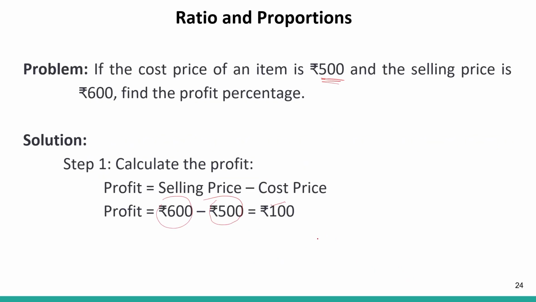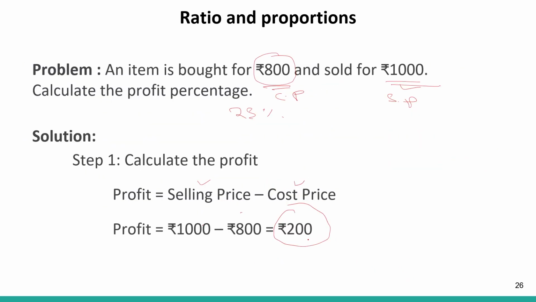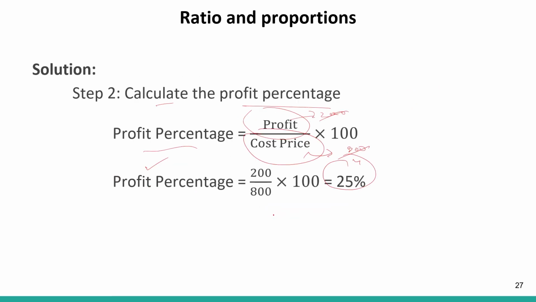Okay, so then we again saw another problem, that is an item was bought for 800 and sold for 1000 rupees. So we wanted to calculate the profit percentage. So in profit percentage, what we saw was selling price minus cost price is equal to profit, that was 200, and then we saw the profit percentage formula, that is profit by cost price into 100.